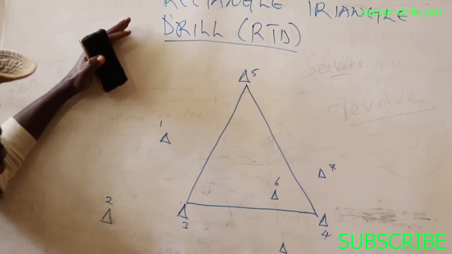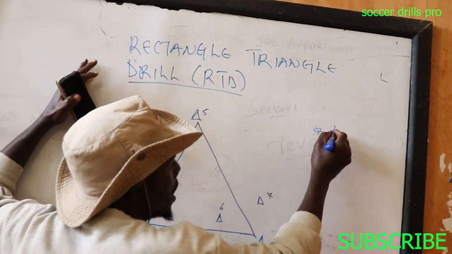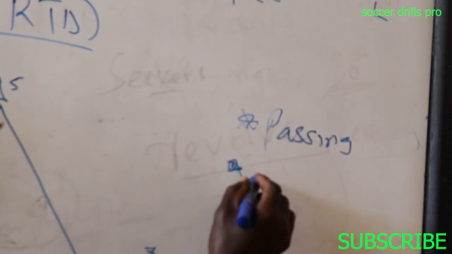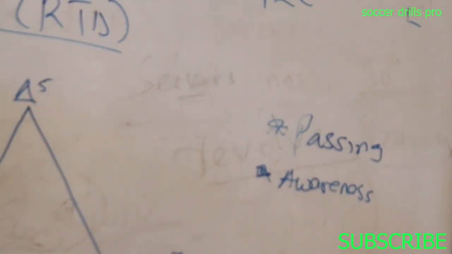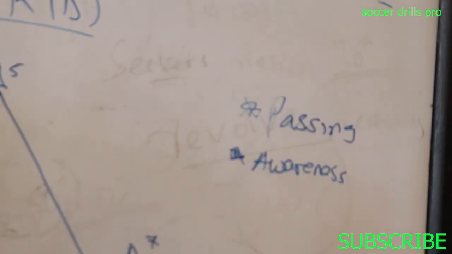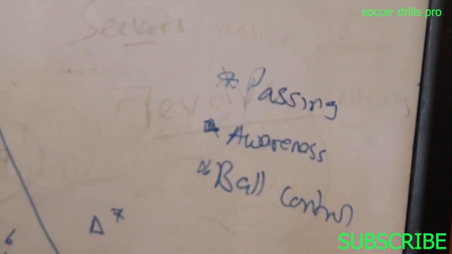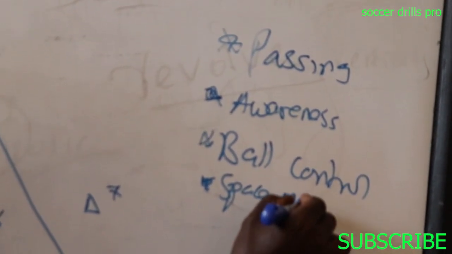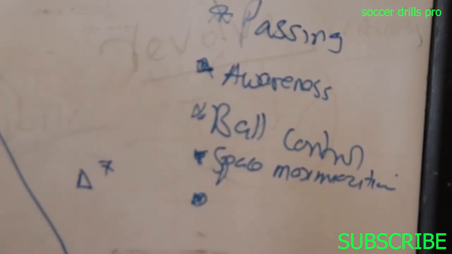In general, it creates what we call player intelligence. It increases players' passing capabilities. It also increases players' awareness. When we talk of awareness, we mean that a player may decide on when to go for a ball or when not to. It also increases ball control, space maximization, and it also utilizes speed maximization.